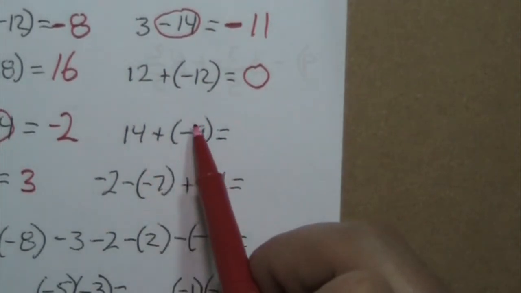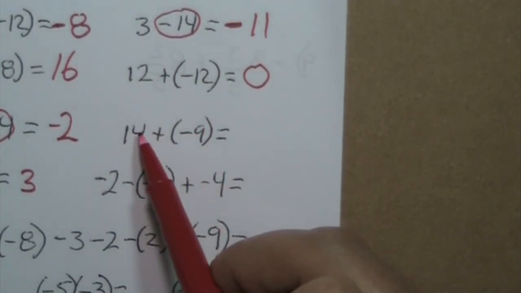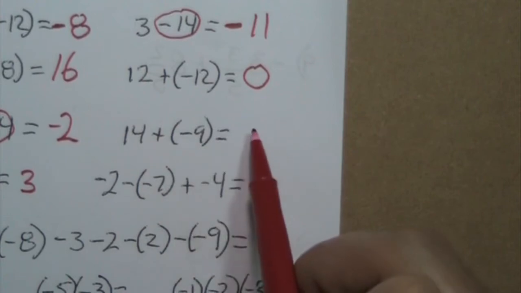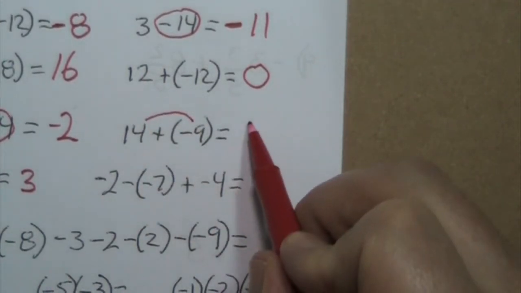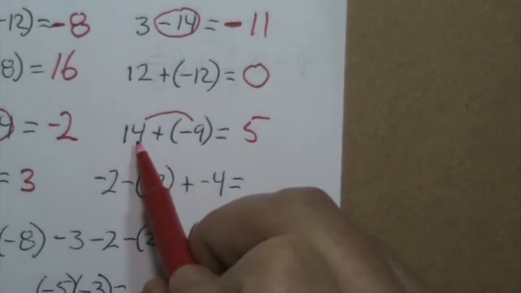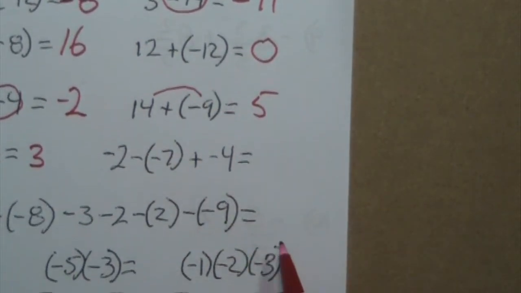Next one, this one's negative, and this is positive. There's more positive, so my answer is positive. All I have to do is subtract. 14 take away 9 is 5. And there's more positive, so it's positive.